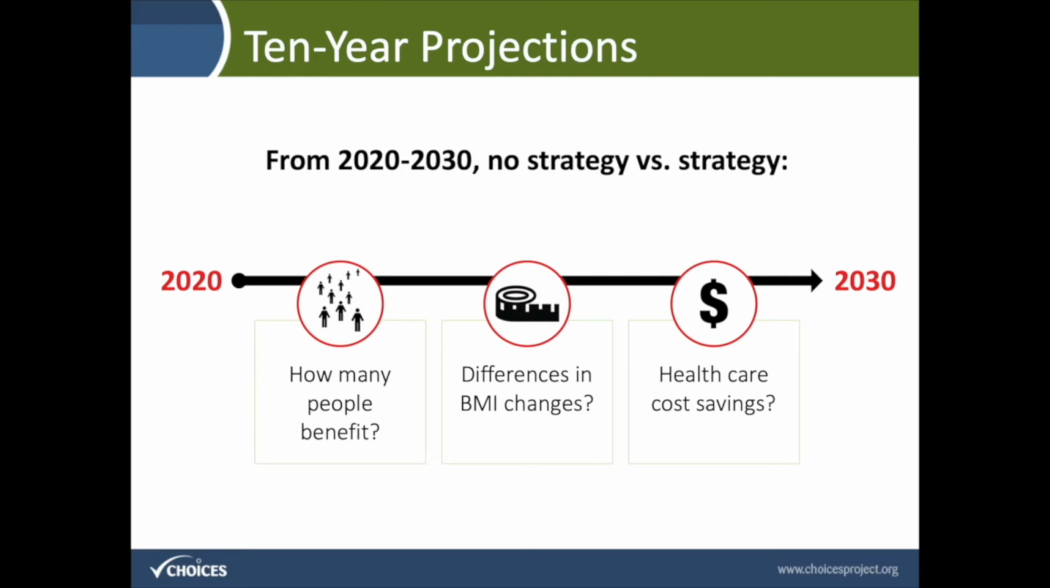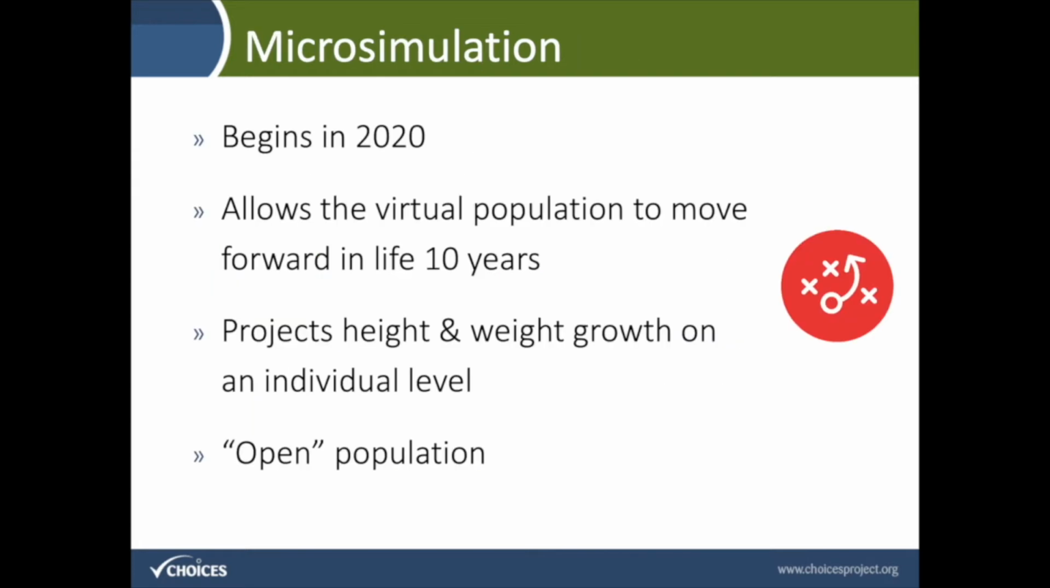So one of the easy things to look at is how many people do we estimate would benefit or be impacted by different interventions? What impact would this have on their BMI and obesity prevalence? And then over this period with reduced population level obesity, what would be the healthcare cost savings compared to if there was no intervention? So we begin in 2020, we project the virtual population forward for 10 years, both at the individual level, so we project their height and weight trajectories, and then we also take into account secular trends in the population. And we have an open population, which means that every year new infants are being born into the model.